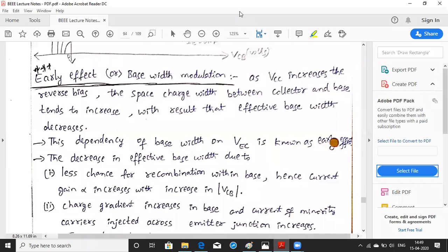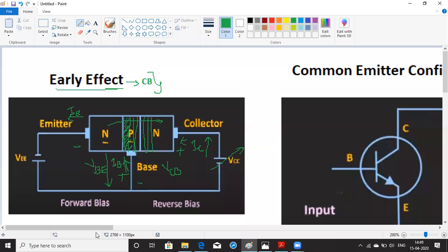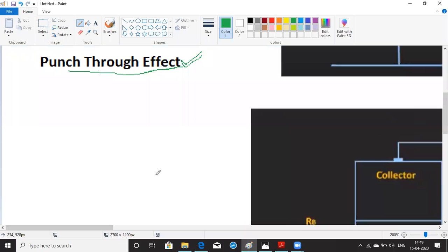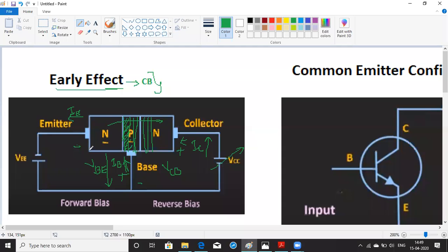Now let us try to understand the common emitter configuration. Here we just rotate the NPN transistor: at the P you have the base, at one N you have the emitter, and at the other N the collector. When rotating, you make this point the emitter, because it is a common emitter. Common emitter means the emitter should be common with respect to input and output.